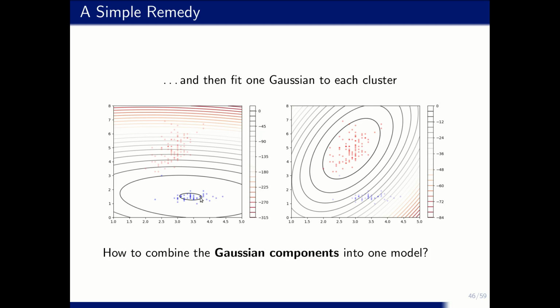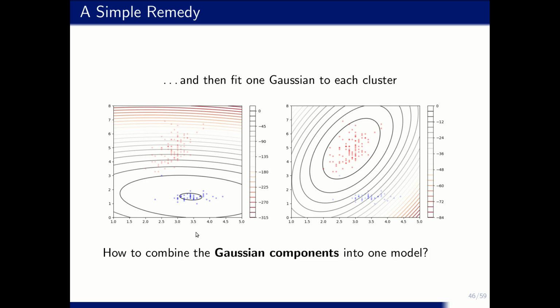If we fit a Gaussian to this blue cluster, we would get a Gaussian like here, and if we fit a Gaussian to the red cluster, we would get a Gaussian like here. This already looks way more natural, because we've pre-clustered the data and learned a Gaussian for each of these clusters. But now we essentially have two Gaussians, so two models, whereas what we want is actually one density model. So how do we combine Gaussian components into one model?